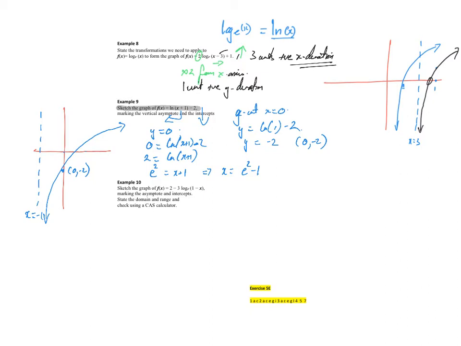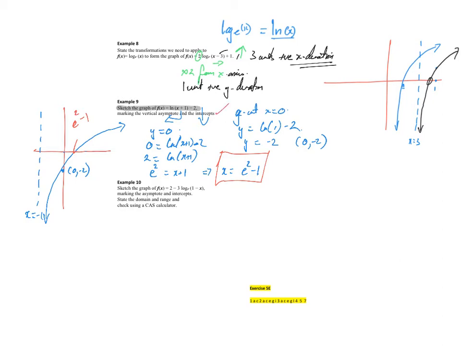Otherwise, of course, we could use our CAS. All right, so there's my e to the 2 minus 1. All right, so let's have a quick check. Mark vertical asymptotes and intercepts. We've done that. All right, move on.